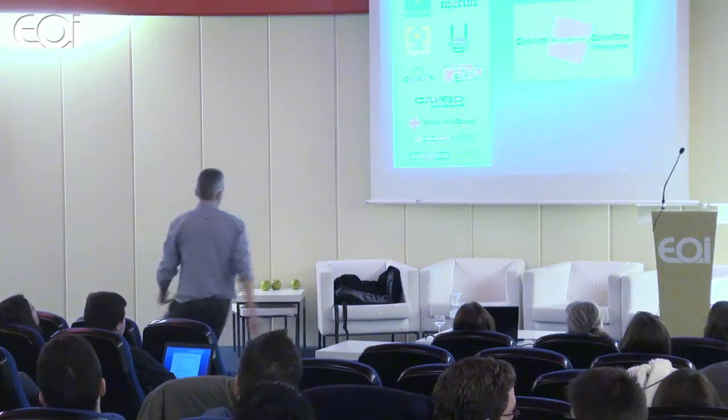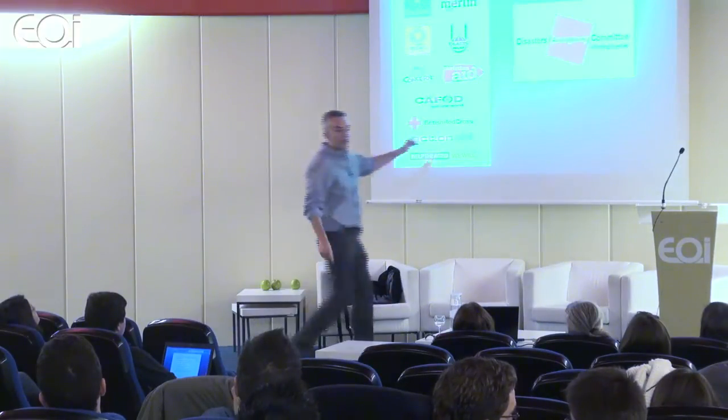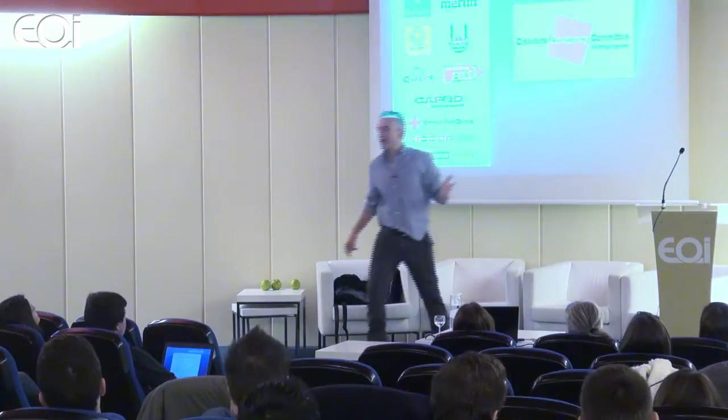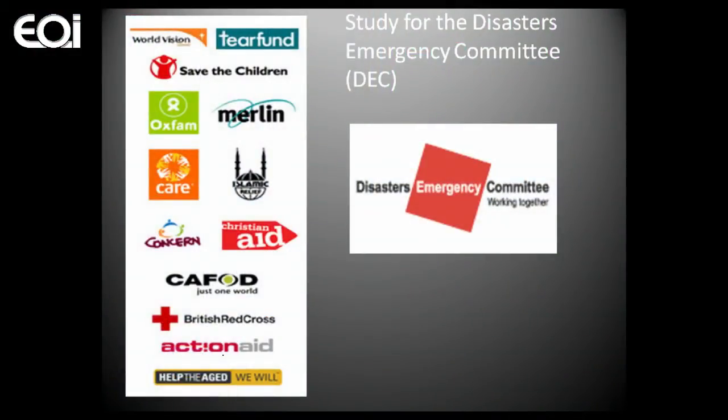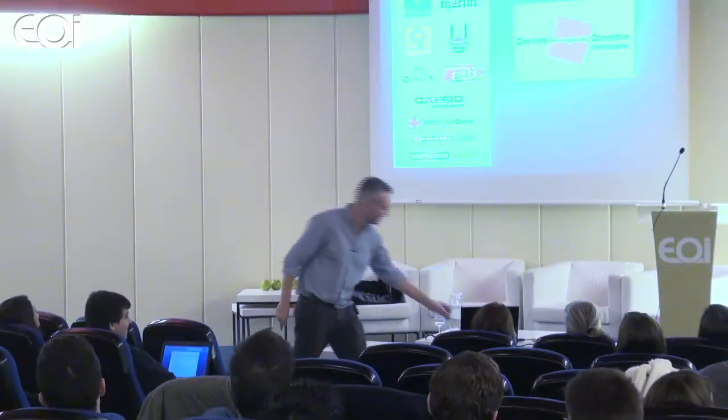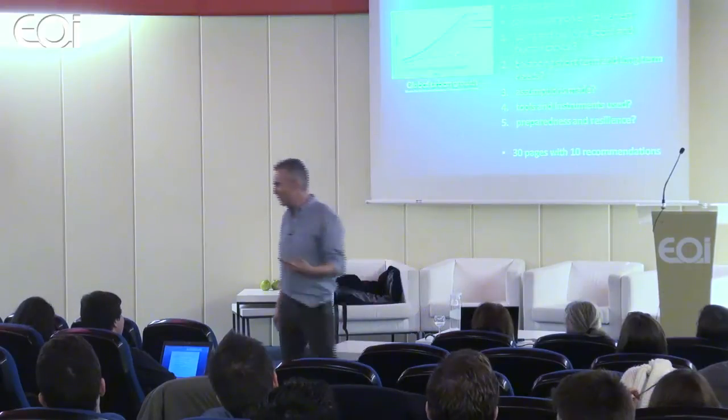We were asked to do this study for the Disasters Emergency Committee, which in the UK is a collection of, it's now, 14 of the biggest NGOs working in aid and development. So we had access to all their files, their work, their stories, and they spent £104 million, $160 million, in euro way more. But we don't talk about the euro because I'm English. So it was quite a bit of money.